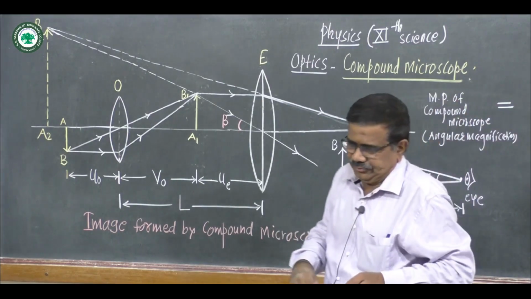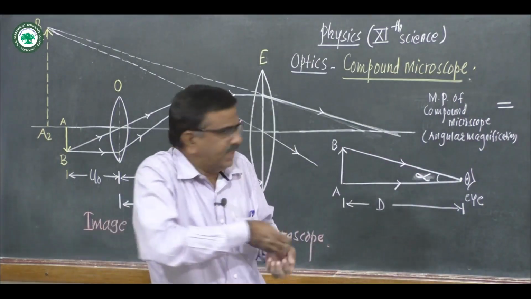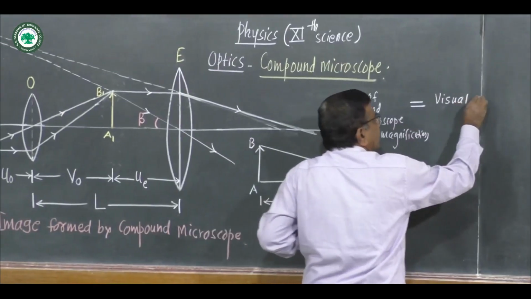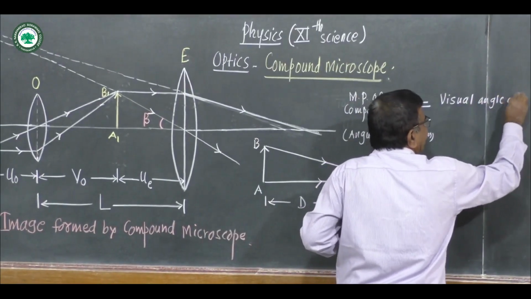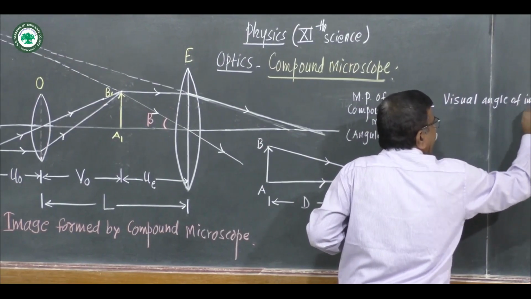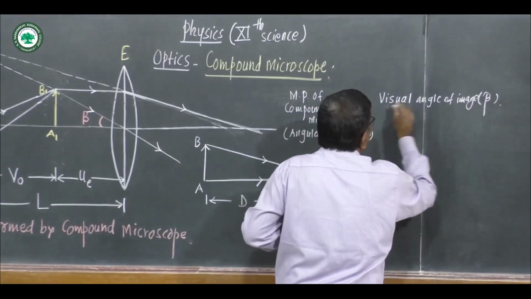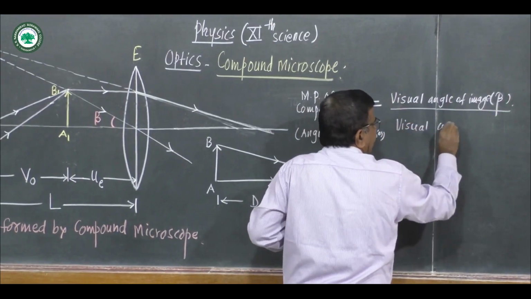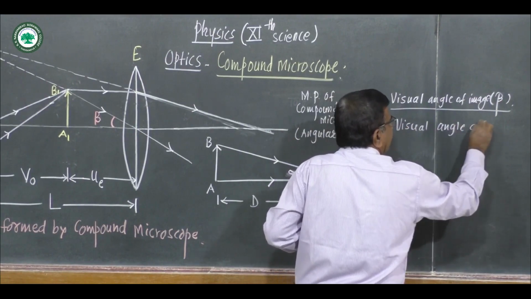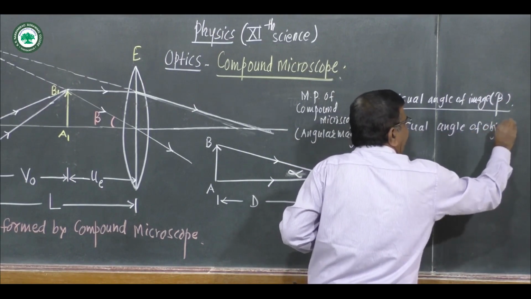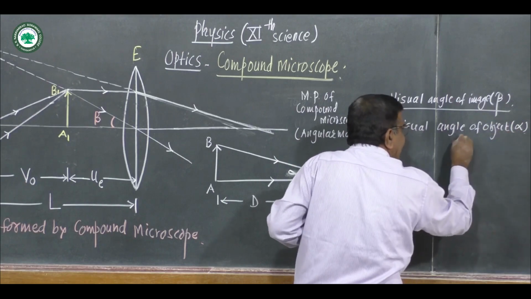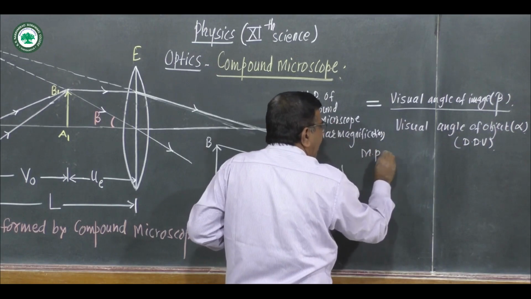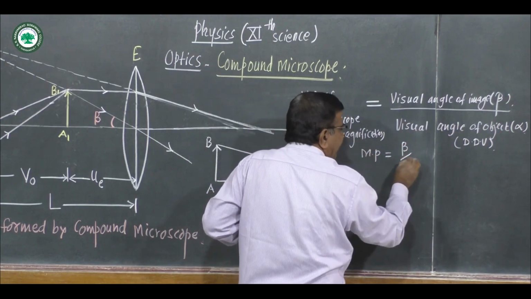It is the ratio of visual angle of image to the visual angle of object. Visual angle of image, that is beta, to the visual angle of object, that is alpha, if object is at DDV. That is, this magnifying power of the compound microscope is beta upon alpha.